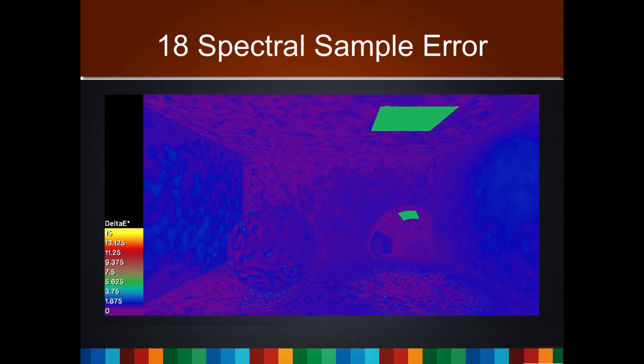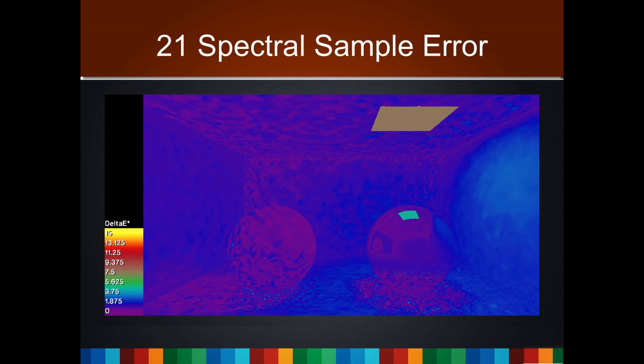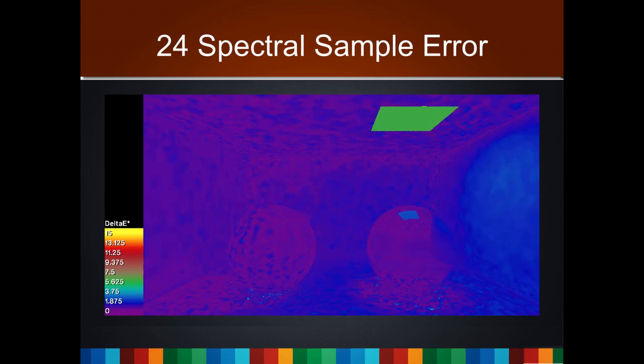It's like there's no real need to go past that. In fact, it's hard to see the difference between 18 and 21 or 24. There's really no need for those extra samples. They don't cost you much, so you can still do them if you have that data, but it's not buying you anything.